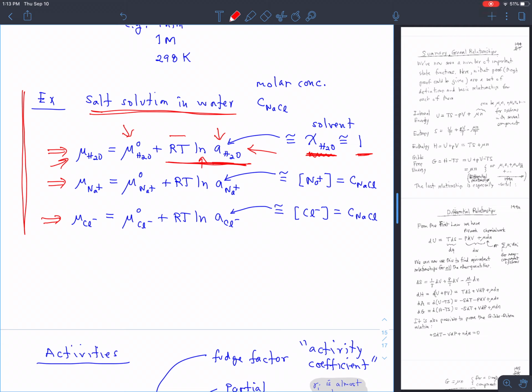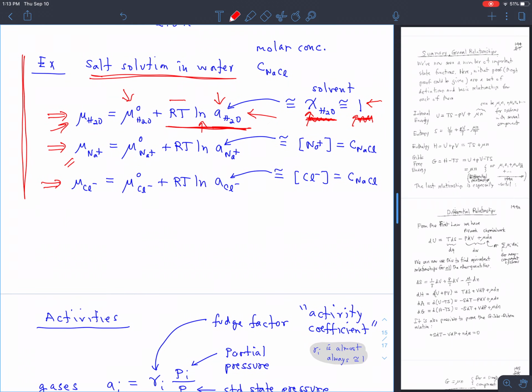That isn't invariably the rule, and for very accurate work, the fact that this isn't quite 1, it's a little different from 1, should be taken into account. But most of the time for solvents, the activity is the mole fraction, which is always close to 1.